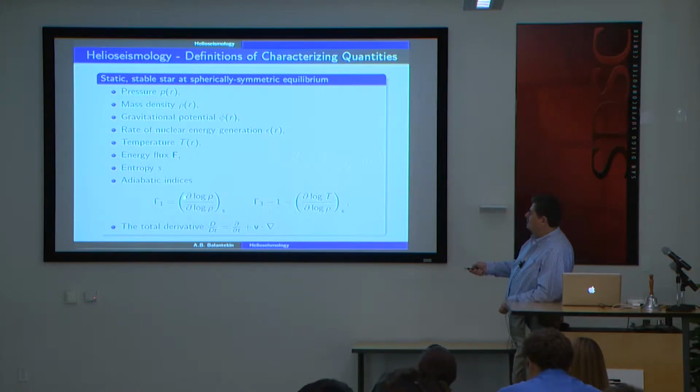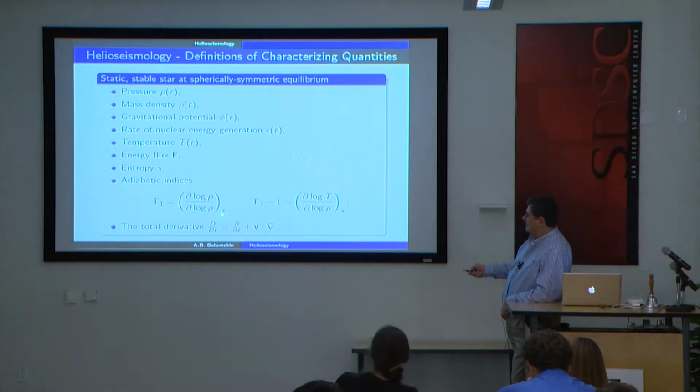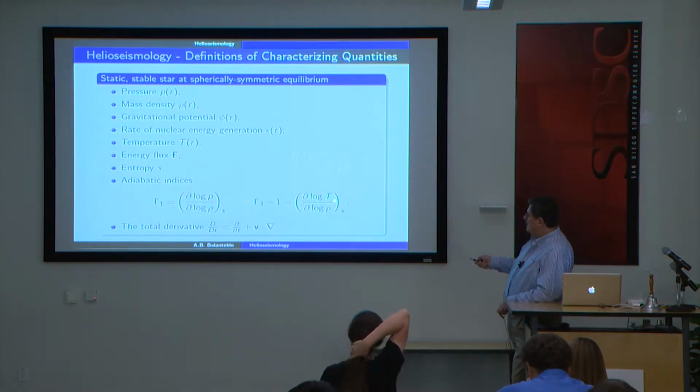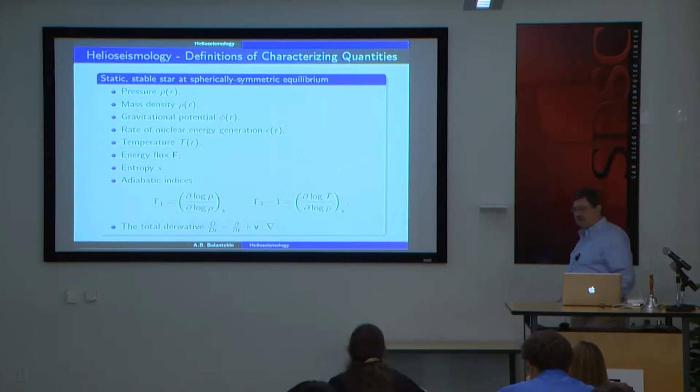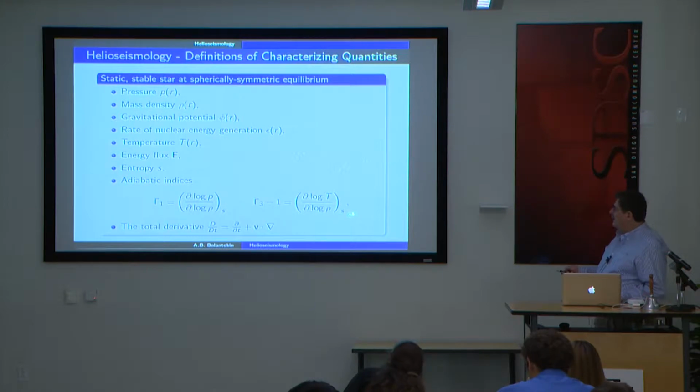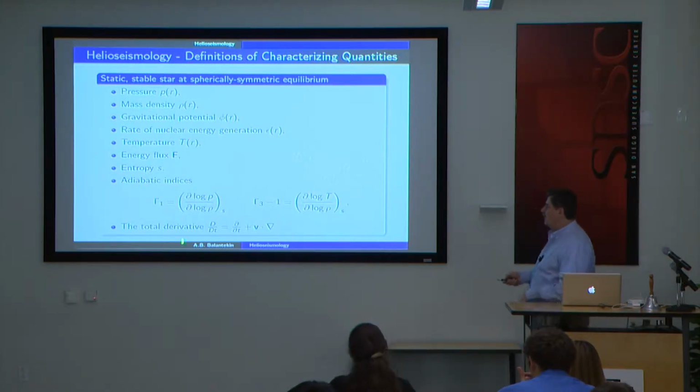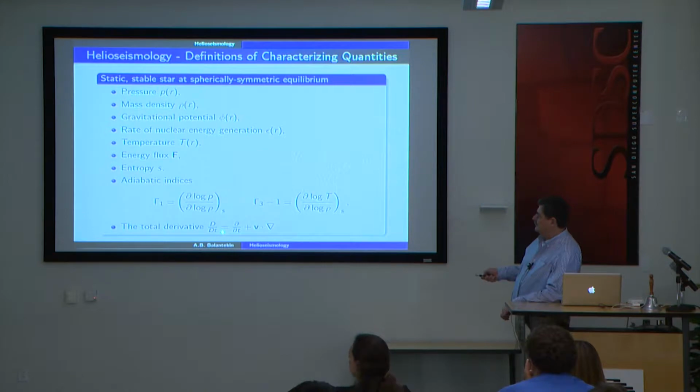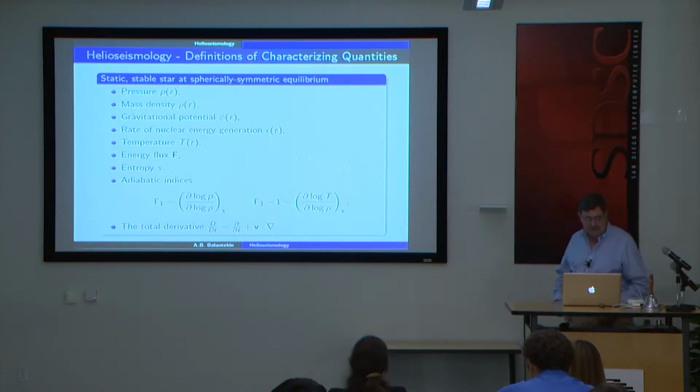Basically, gamma 1 is the derivative of the logarithm of the pressure with respect to the logarithm of the mass density at constant entropy, and gamma 3 is 1 plus the logarithmic derivative of the temperature with respect to the logarithm of the mass density, again at constant entropy. And also, I will indicate the total derivative, that is to say, the derivative coming from not just the explicit time dependence, but also the motion, with the capital D/Dt. So these are the variables I'm going to use.